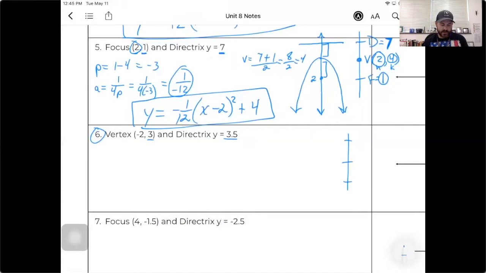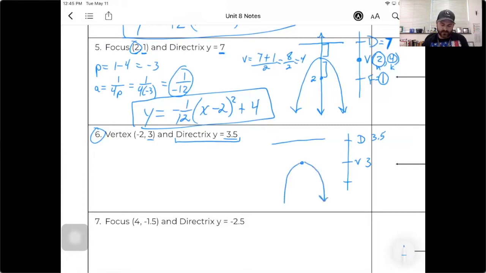All right. So the vertex is here in the middle. I've got to figure out which one's above. Is the directrix above that, or is the focus above that? Well, if this is a y value of 3, the directrix line is 3.5. That's above. So that's my directrix up there, 3.5. So that's my line. Here's my vertex for my parabola, which always opens away from the directrix.